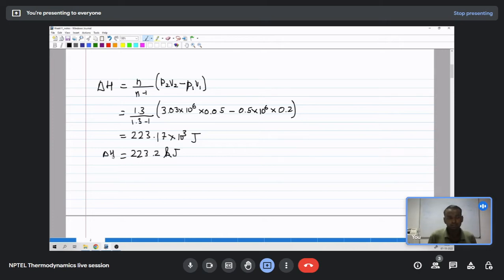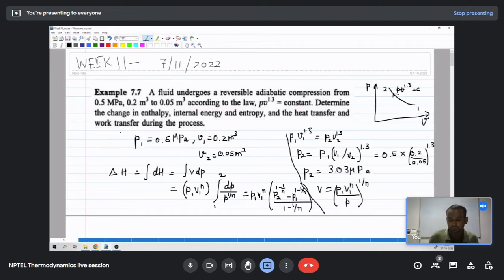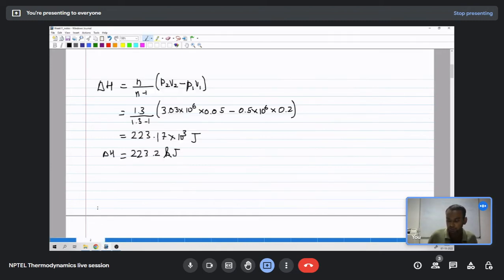So now we have calculated the change in enthalpy of the system. Next we can calculate the internal energy, entropy and others. So to calculate internal energy, we write this expression: H is equal to U plus PV.